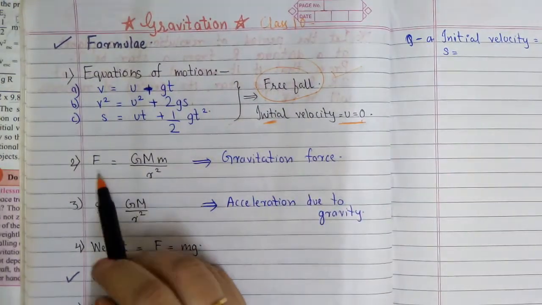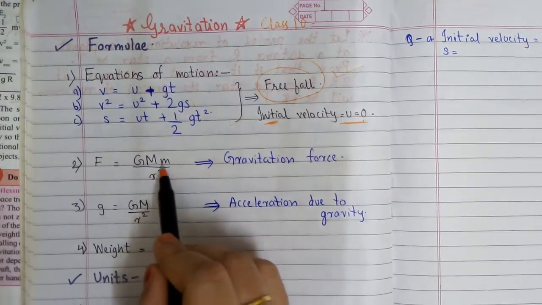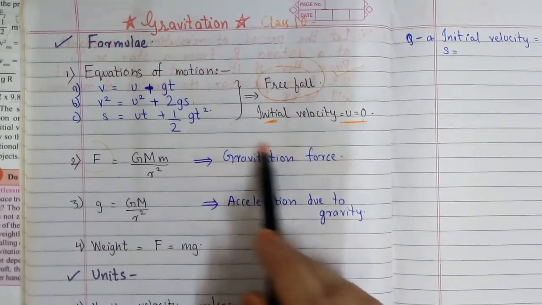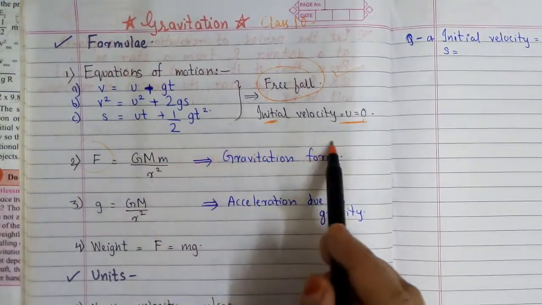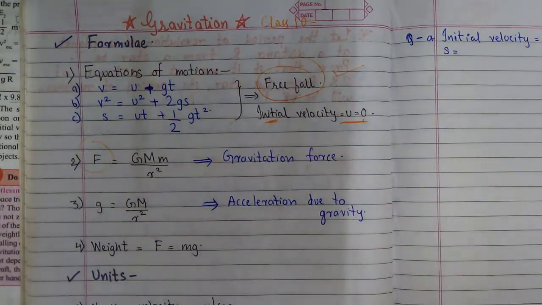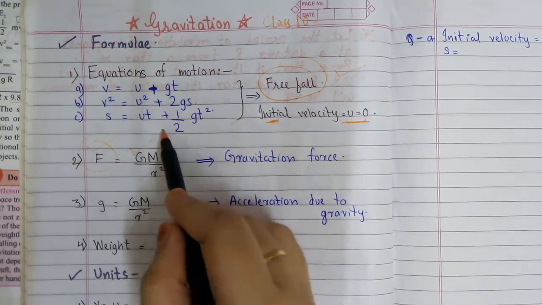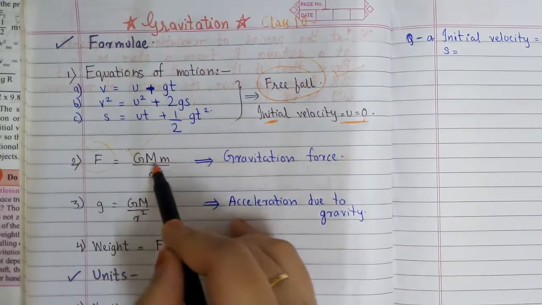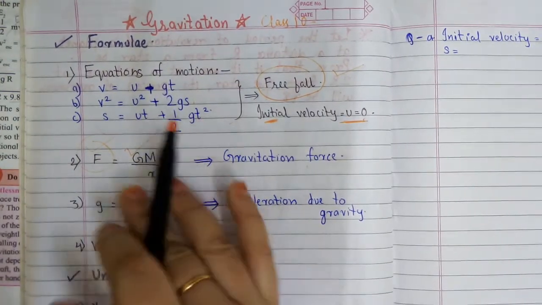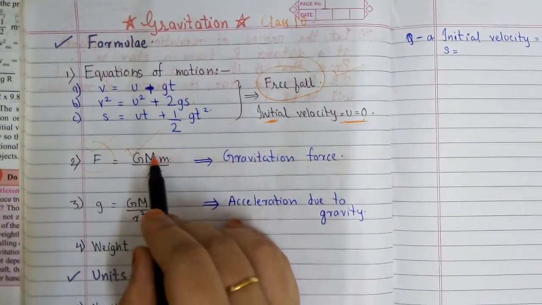Now the next formula is F equals GMm upon r squared. This formula is required to find the gravitational force, Newton's universal gravitation force. Here F is the force, G is the universal gravitational constant, M is the mass of the earth, small m is the mass of the object, and r is the distance between these two objects.